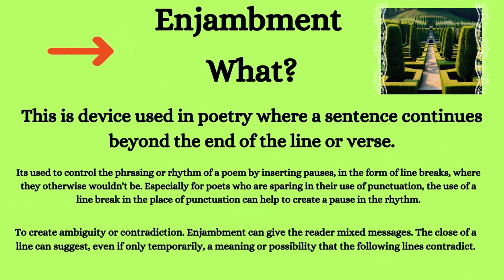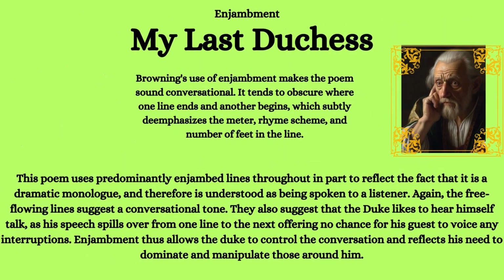Our fourth device is enjambment. Let's refresh what is enjambment. This is a device used in poetry where a sentence continues beyond the end of the line or verse. It's used to control the rhythm of a poem by inserting pauses in the form of line breaks. The use of a line break in the place of punctuation can help to create a pause in the rhythm. It has been used to create ambiguity or contradiction. Enjambment can give the reader mixed messages and confuse what the speaker is actually conveying.